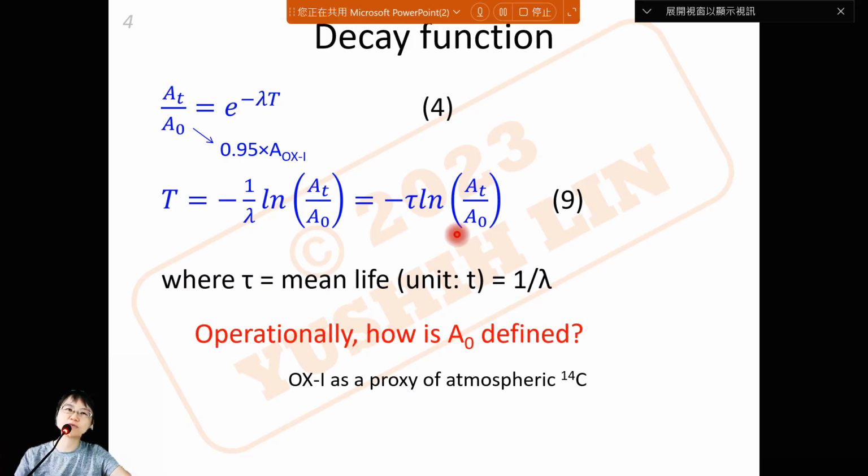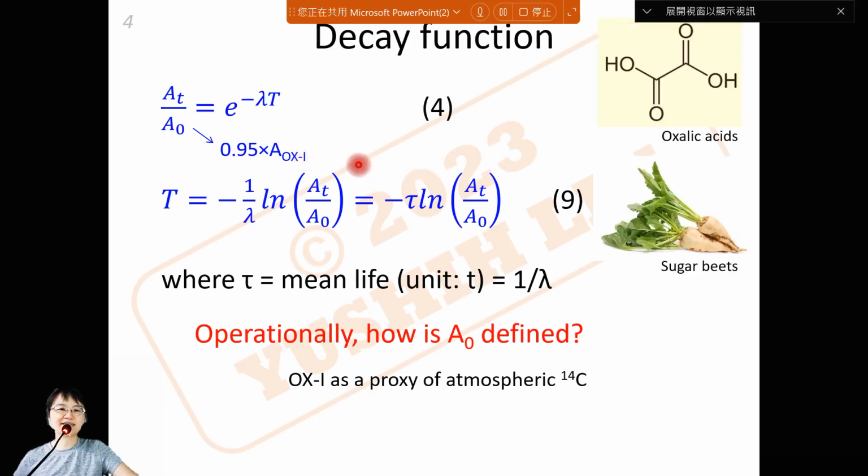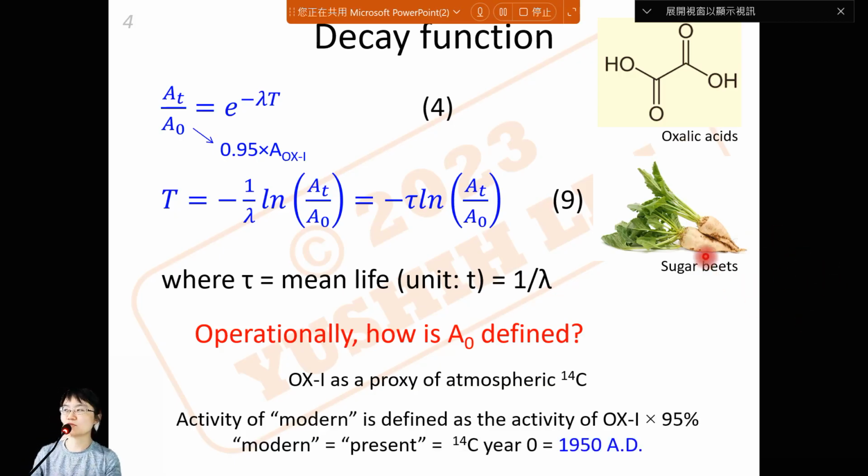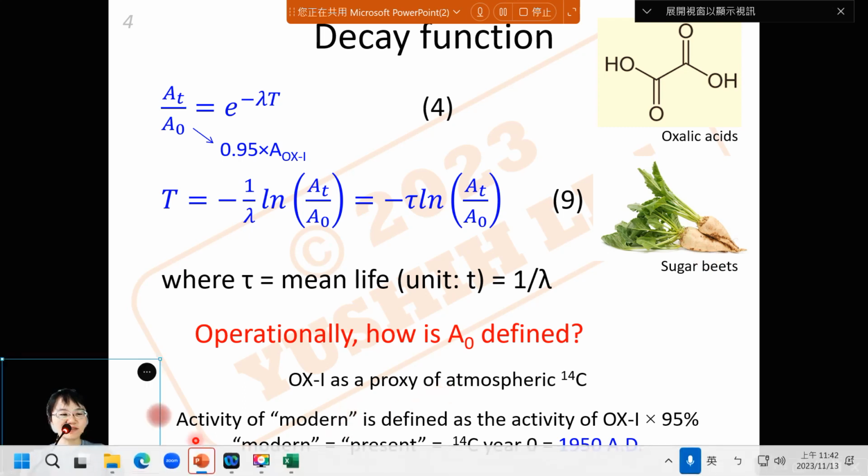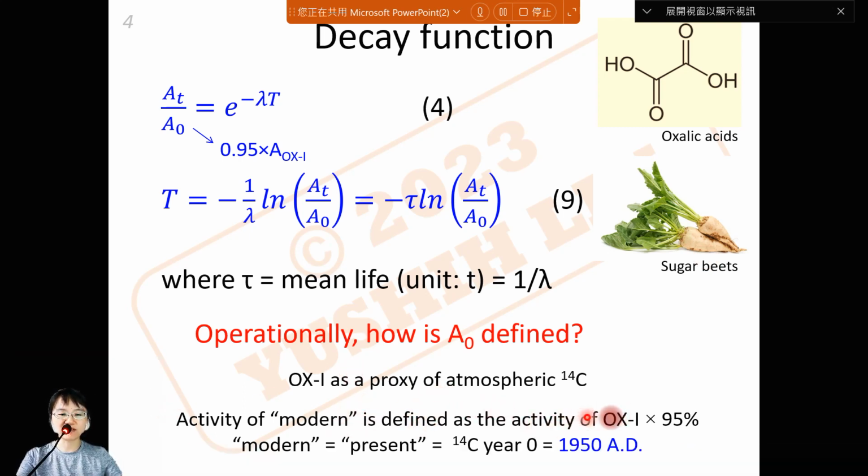When scientists want to measure C14, they need to use a standard that can be more easily distributed. What they use is OX1. In short, OX1. What is that? OX1 is oxalic acid. It is an organic compound extracted from sugar beets. Because this sugar beet was produced like a modern product, it should record the signal of C14 from the atmosphere. The activity of modern is defined as the activity of OX1 times 95%.